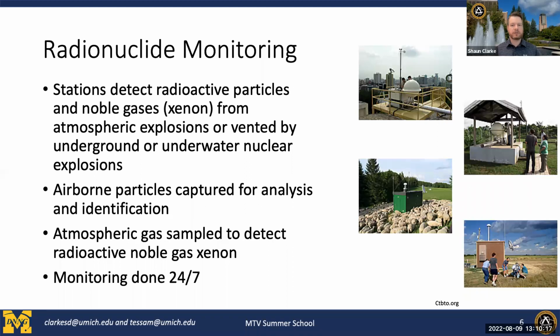Atmospheric samples are collected 24/7, and they're then shipped off to labs for processing to identify the concentration of the various xenon isotopes in these continuously collected air samples. The pictures on the right are just some photographs of what these stations look like in their various placements around the world. Slide, please.